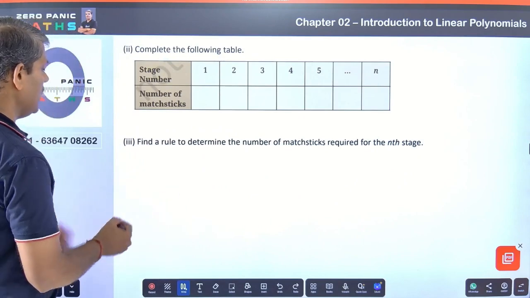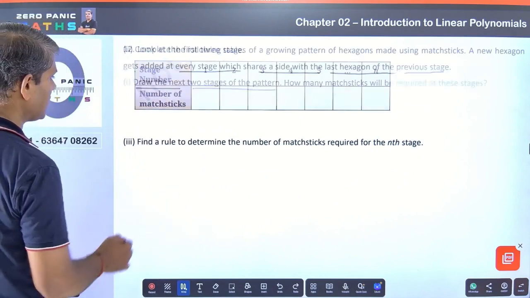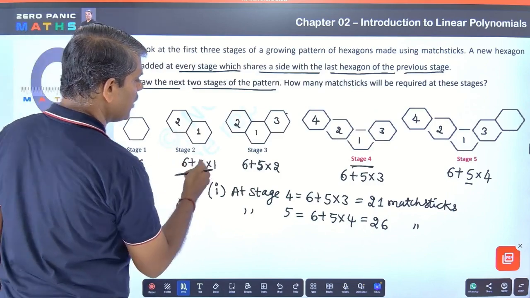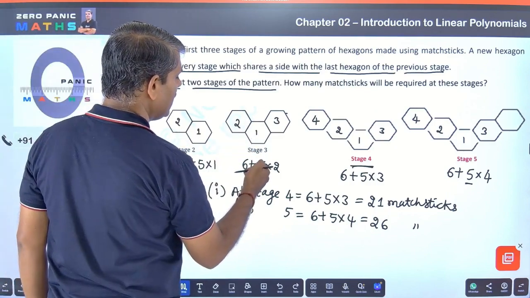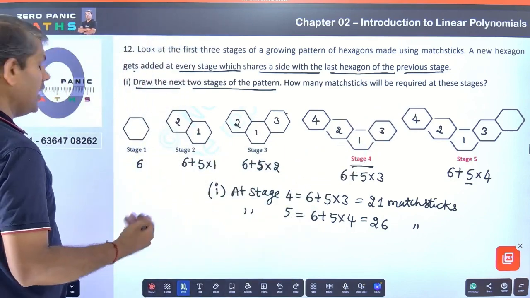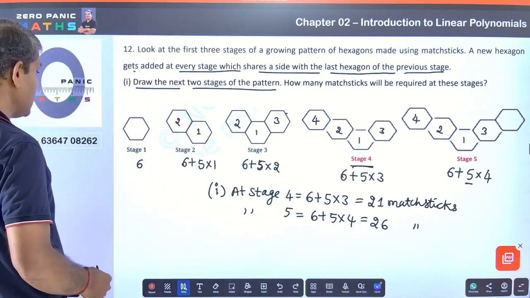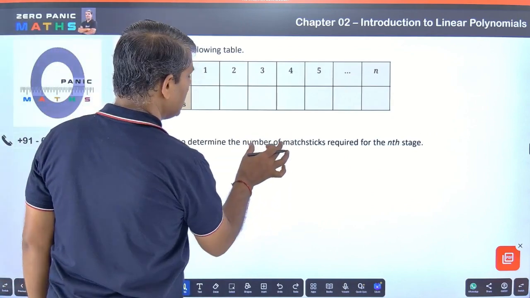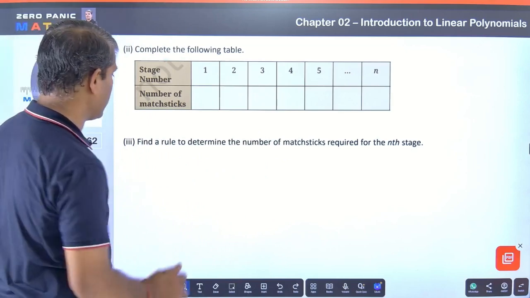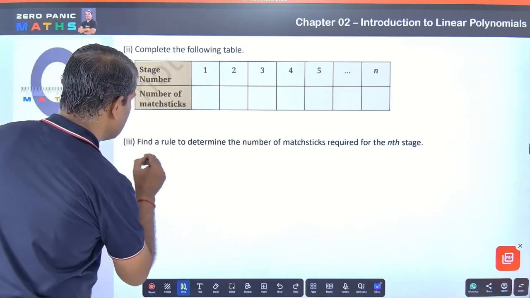Now, we have already seen that at stage 1 it is 6, at stage 2 it is 6 plus 5 into 1, at stage 3 it is 6 plus 5 into 2. Continuing in this way, what will be the matchsticks required at the nth stage? That is what is required in problem number 3. Understood this? Now let me write that in this way.